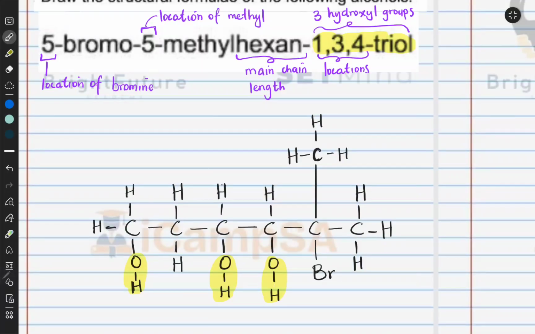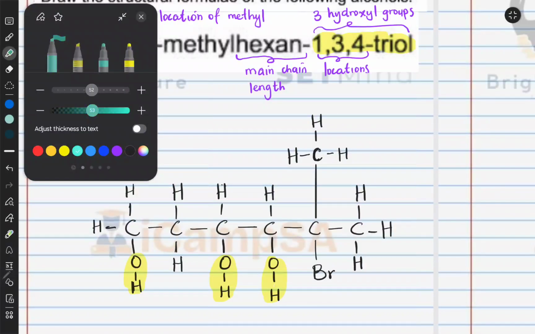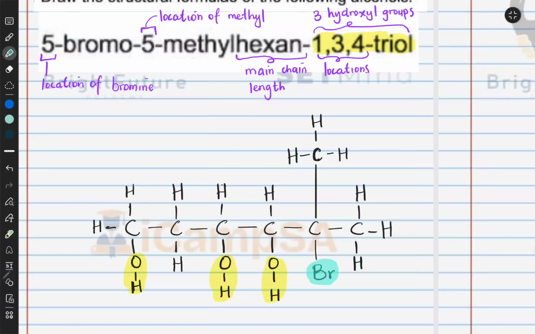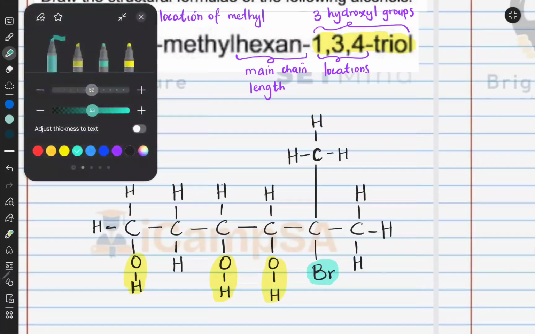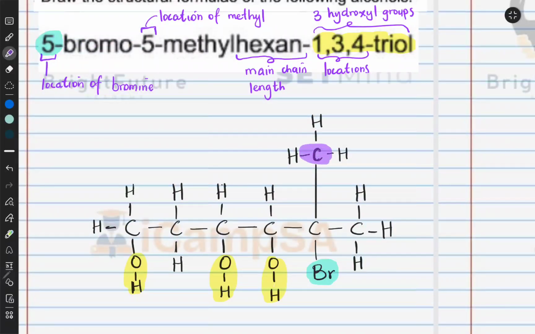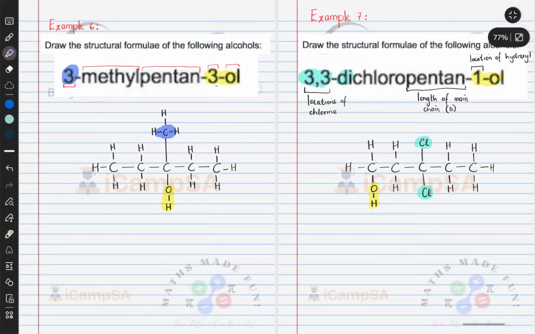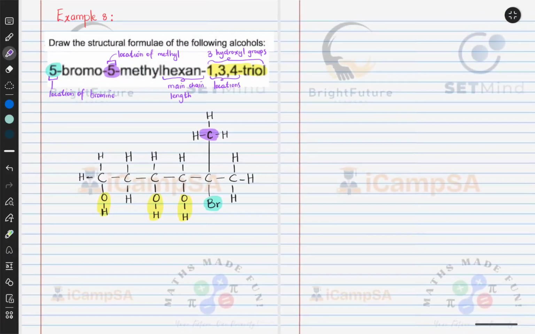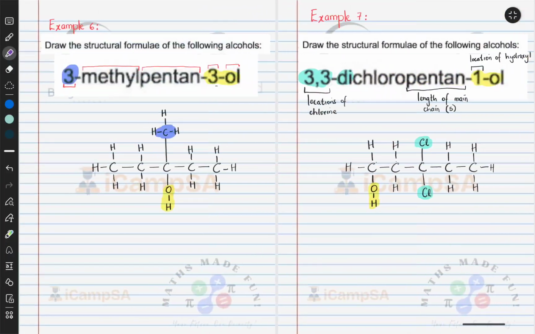All right, so that's it. There's our bromine there, and it's on number 5. We have our methyl there. It's also on number 5. All right, so this is how we would draw structural formulas if we were asked to draw them.